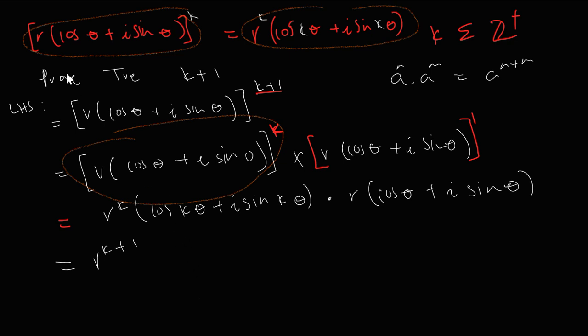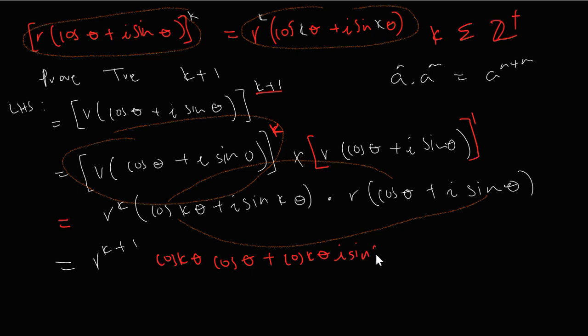Okay, so yeah, we're here now. The next thing will be distributing. This will go to this, and this will go to that. Okay, so let's do it. Hopefully we get the correct answer. So it's going to be cos k theta multiplied by cos theta, and then plus cos k theta multiplied by i sin theta.